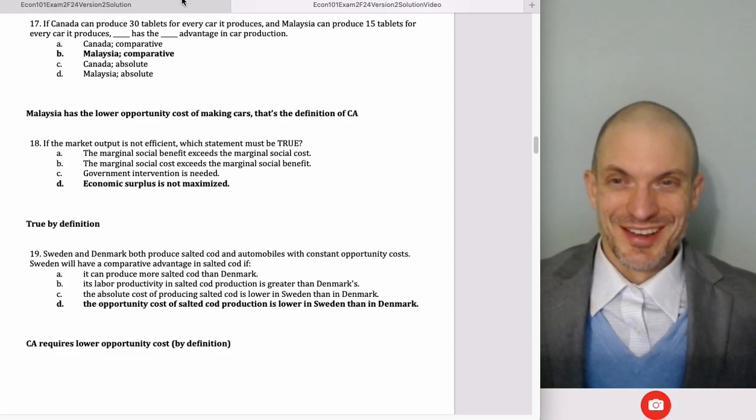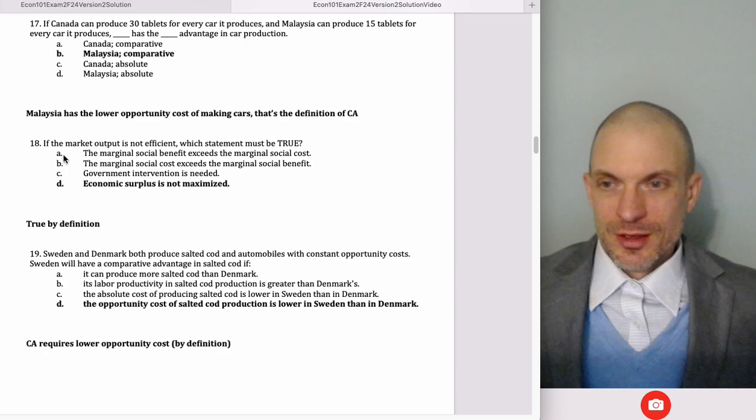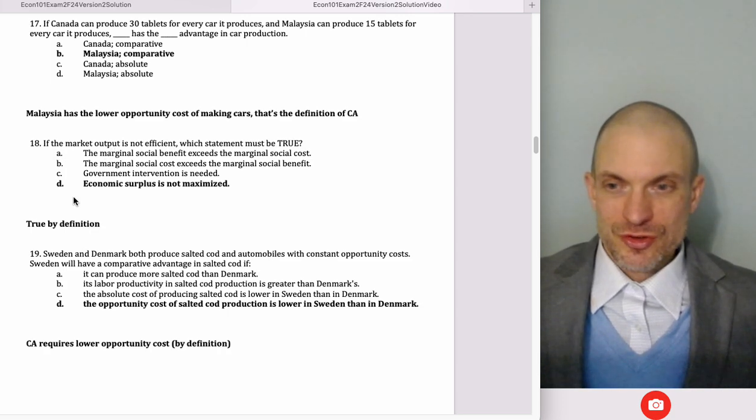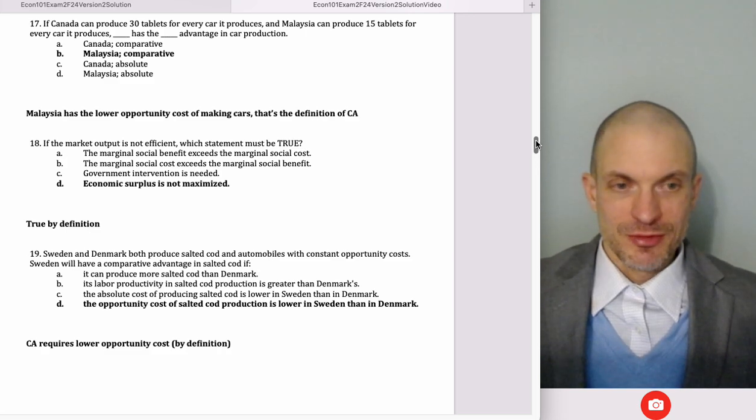And basically, we know how many tablets each gives up to produce one car. Malaysia gives up fewer tablets, and so by definition, that's comparative advantage. If the market output is not efficient, which is true, economic surplus is not maximized. So when the market's efficient, we maximize economic surplus.